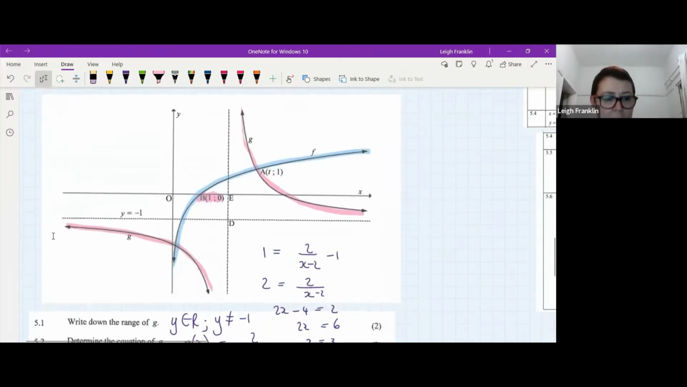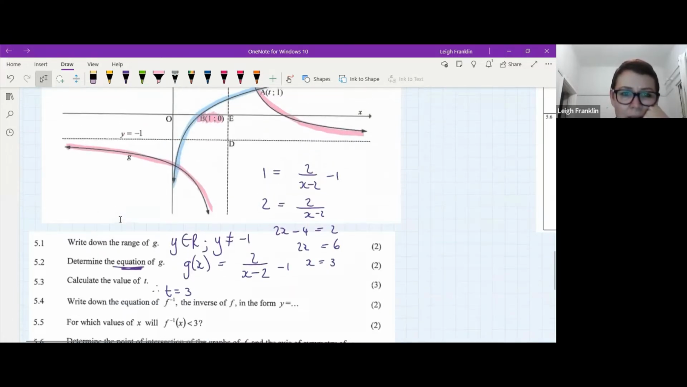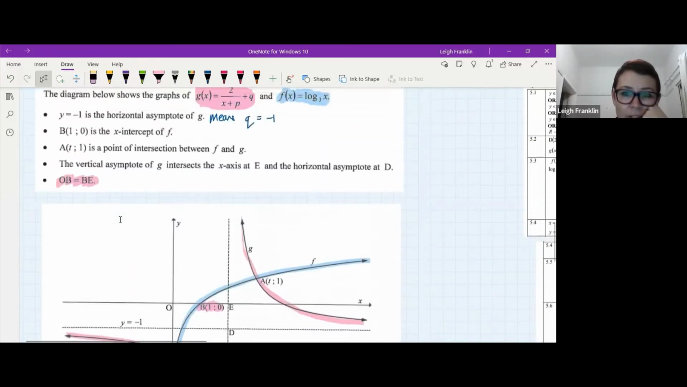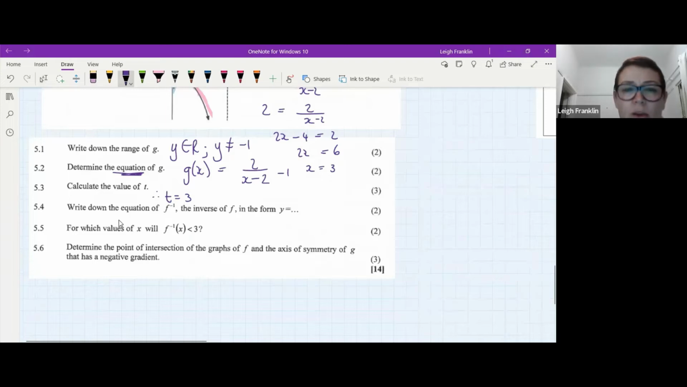5.4, they now want us to write down the equation of f minus 1, the inverse of f, in the form y equals. So there's our graph f. It is a log function. So it is the graph f of x equals log base 3 of x. So that means that in the form y equals, it would be the graph of y equals, and hopefully you're all shouting out y equals 3 to the x.